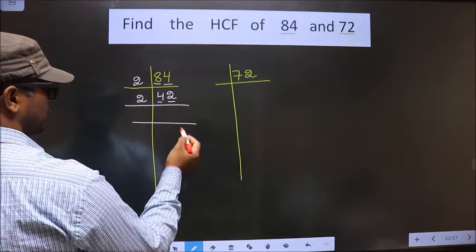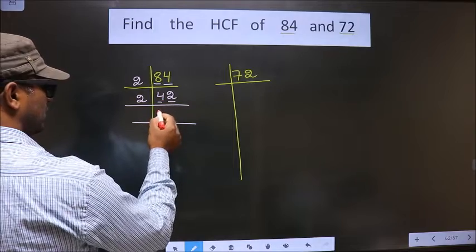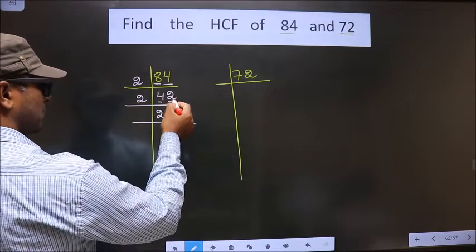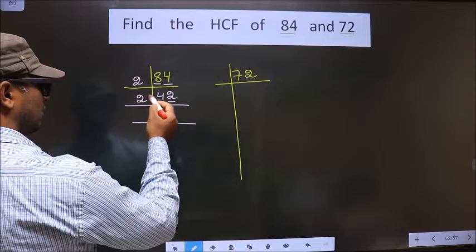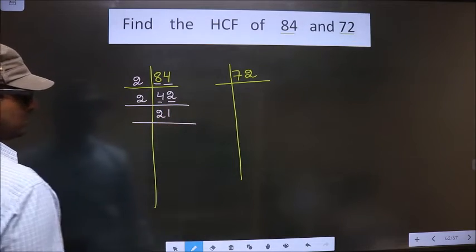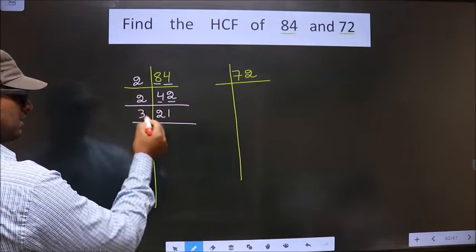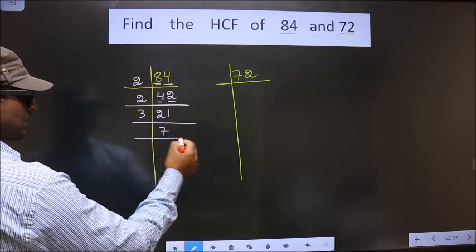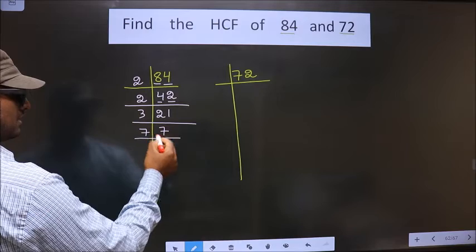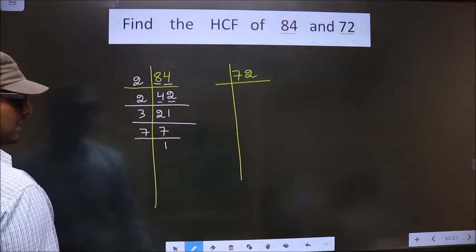Now in this number last digit is 2, which is even, so we take 2 here. Now first number is 4. When do we get 4 in 2 table? 2 2s 4. Next number is 2. When do we get 2 in 2 table? 2 1s 2. Now here we have 21. 21 is nothing but 3 7s. Now 7 is a prime number, so we take 7 and 1.